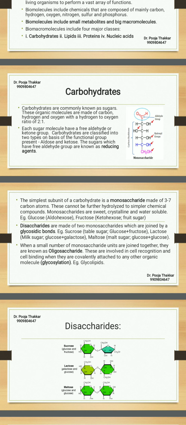Carbohydrates are commonly called sugars. These are organic molecules made up of carbon, hydrogen, and oxygen. As we already know, the chemical composition of glucose, or sugar, is C6H12O6. So they have carbon, hydrogen, and oxygen, specifically with a hydrogen to oxygen ratio of 2:1. In C6H12O6 you will notice hydrogen is 12, whereas oxygen is half of 12, that is 6 in number. So carbohydrates always maintain a hydrogen to oxygen ratio of 2:1.